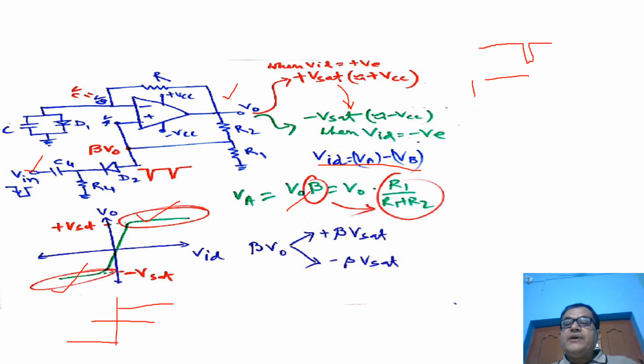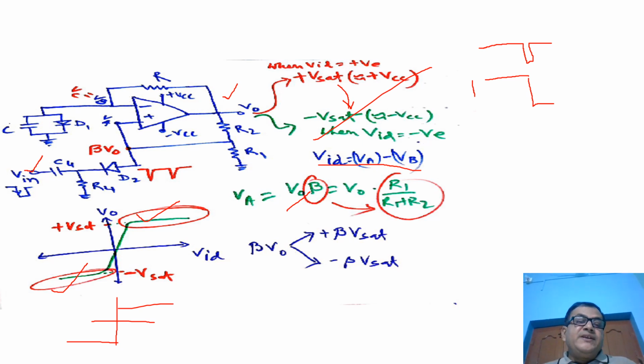Now I am changing it from beta Vset to minus beta Vset. See here, whenever the output becomes minus beta Vset, what will be the voltage of this point, the non-inverting input terminal? It will become minus beta into Vset. And there is another thing. Whenever it becomes a negative voltage minus beta Vset, the diode is no more forward biased. This negative voltage makes the diode reverse biased, that means it becomes an open circuit.